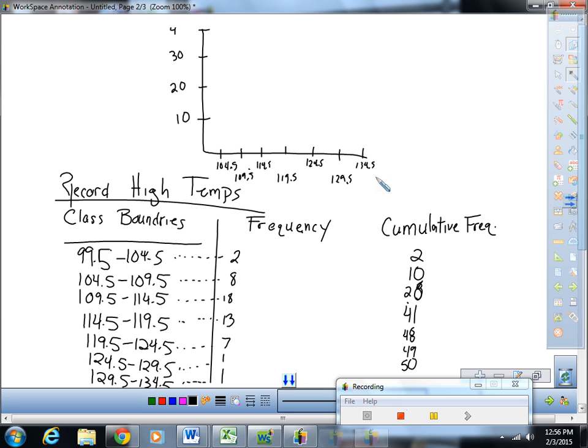And then all you do is just track these. So there are 2 states that have their record highs below 104.5. There are 10 states that have their record high below 109.5. There are, clearly that's a 28, 28 states. And you see how this will go? Got it? You guys understand how to do this?